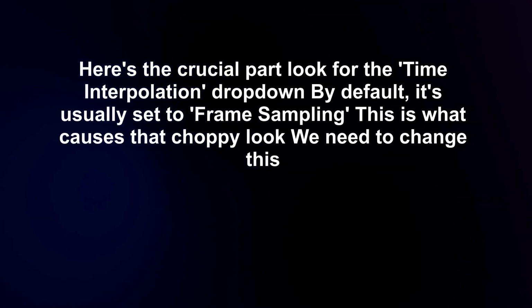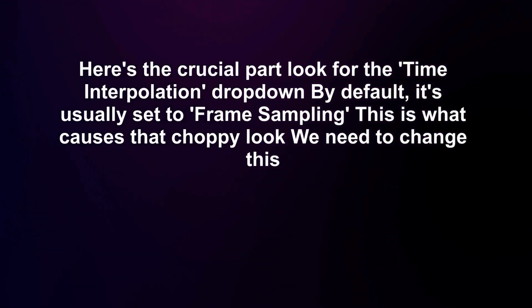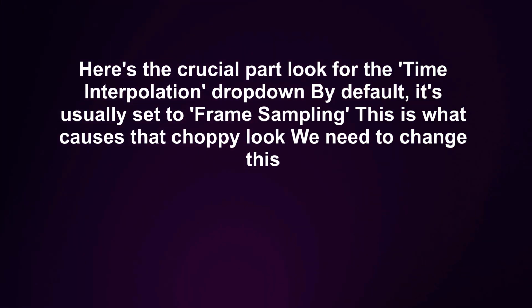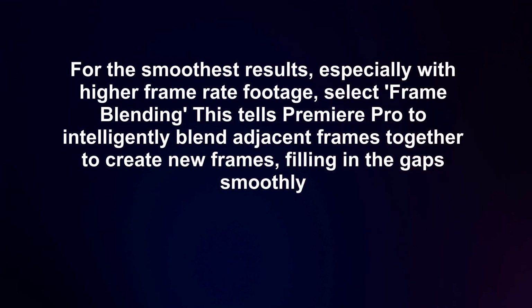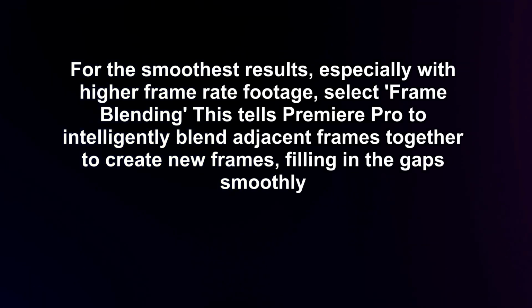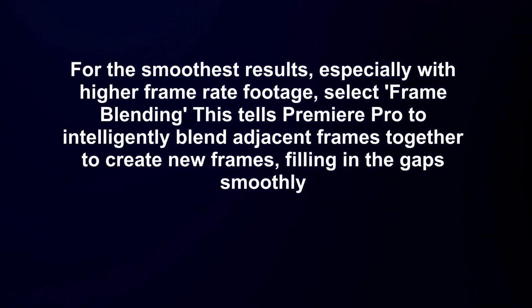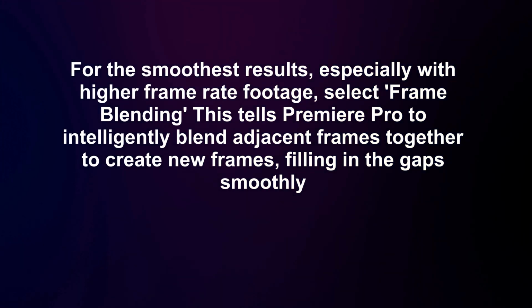Here's the crucial part. Look for the time interpolation dropdown. By default, it's usually set to frame sampling. This is what causes that choppy look. We need to change this. For the smoothest results, especially with higher frame rate footage, select frame blending. This tells Premiere Pro to intelligently blend adjacent frames together to create new frames, filling in the gaps smoothly.